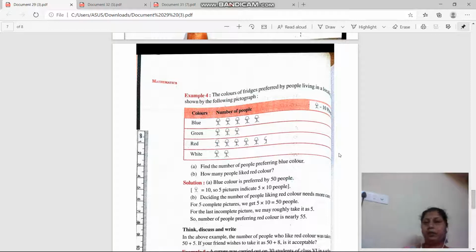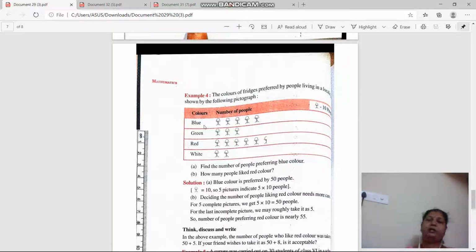Now we have to study this pictograph, because here one picture represents a different number of persons, right? So let's study one of these. The colors of trees preferred by people living in the location are shown by this picture: blue, green, red and white. Okay, so one picture of a person represents 10 people.